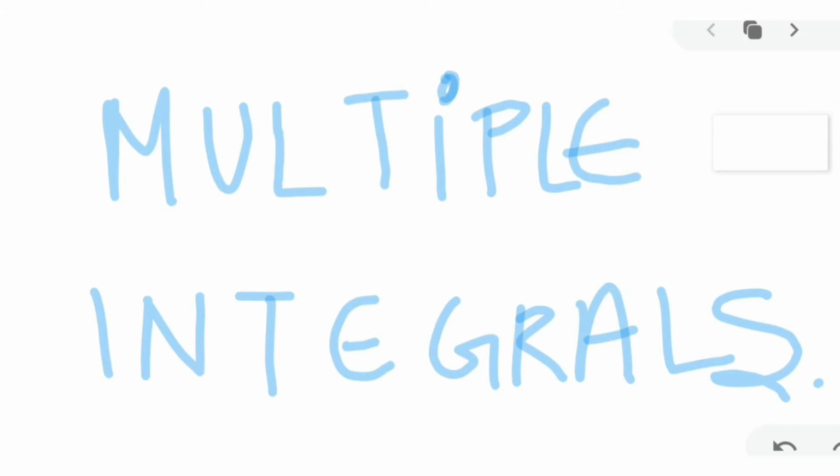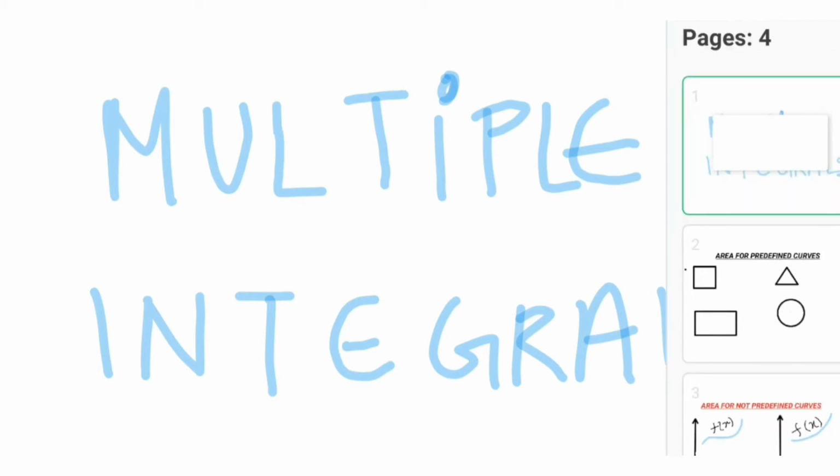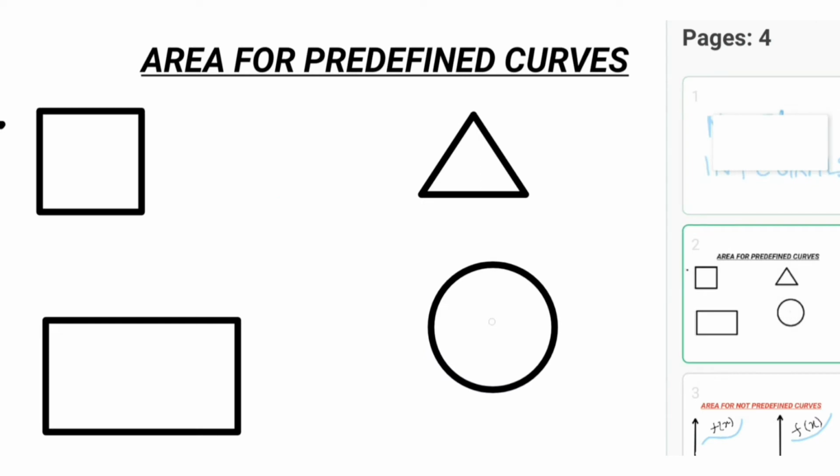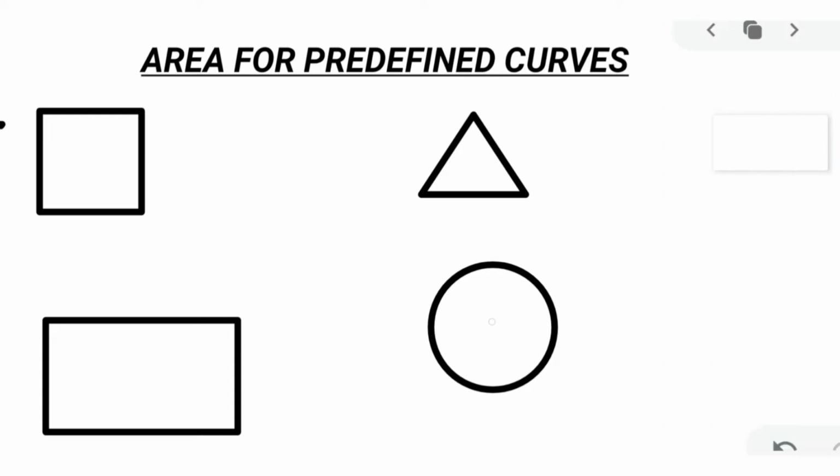Starting with this topic, multiple integrals, we shall take a look at other concepts through which the concept of integration comes into play. So here we know the areas of these predefined curves, like the area of a square, the area of a rectangle, area of a triangle, area of a circle. We all know these areas.